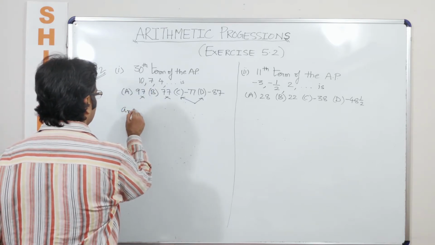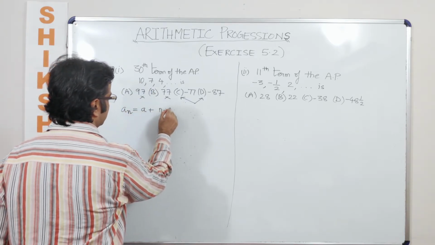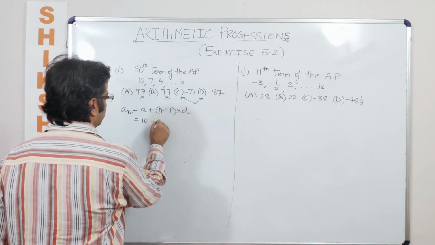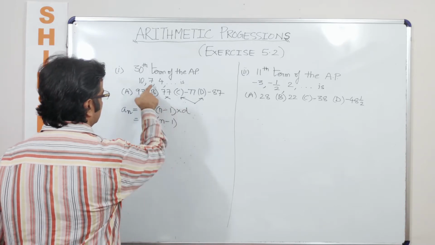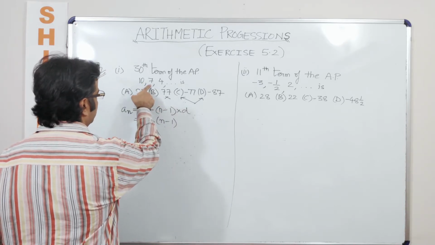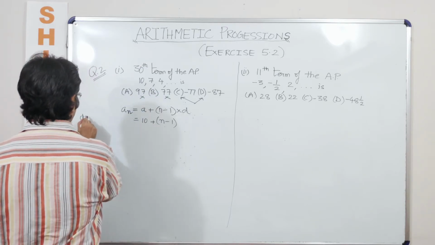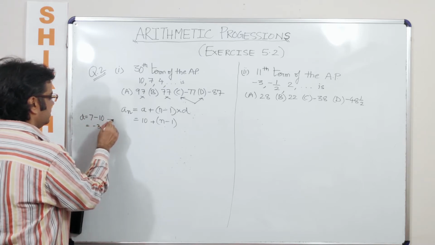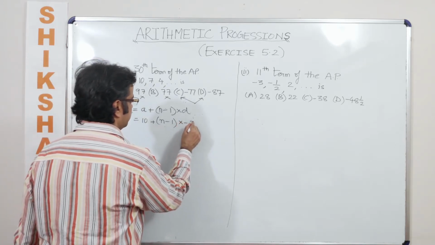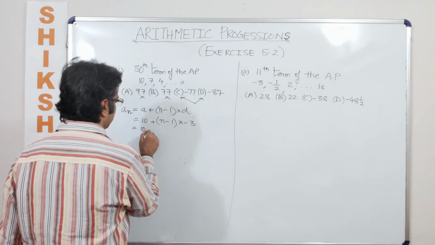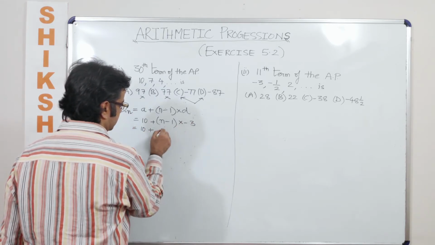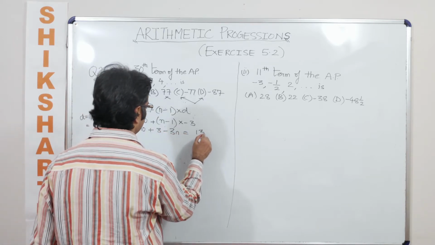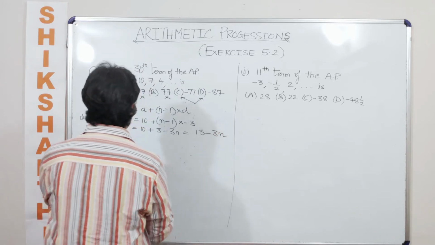So we know the formula that an is equal to a plus n minus 1 into d. Now the first term here is 10. We do not know the number of terms, and the common difference here is how much? How do we find out the common difference? The common difference here would be the second term minus the first term, which comes out to be minus 3. So using this here, I'll say this into minus 3. So what will I get? I'll get 10 plus minus 3 into n minus 1, that is 3 minus 3n. So this comes out to be 13 minus 3n. You get the nth term.